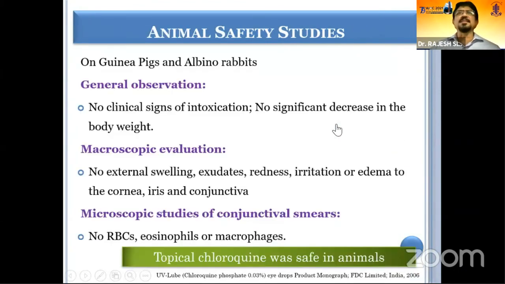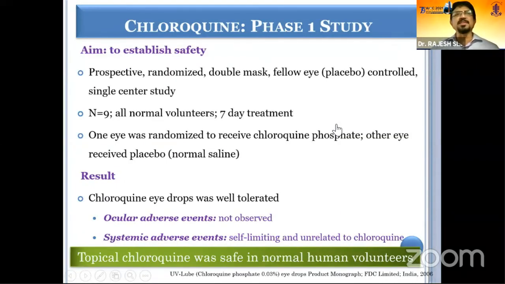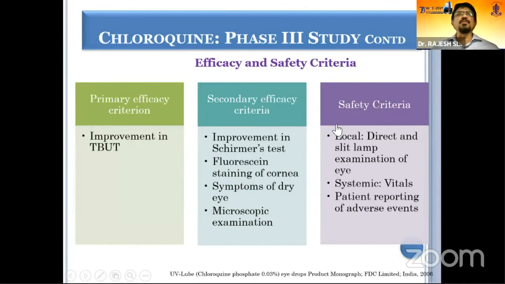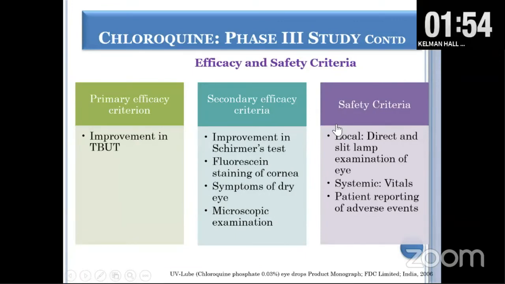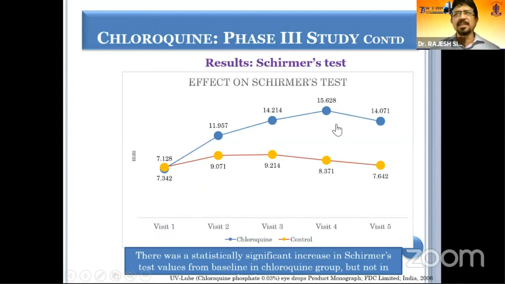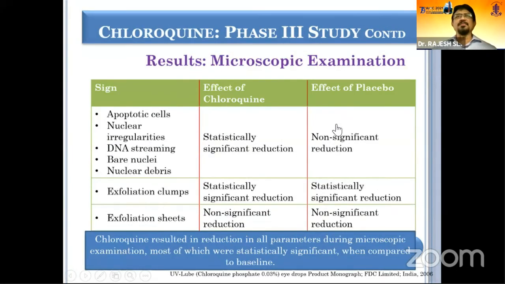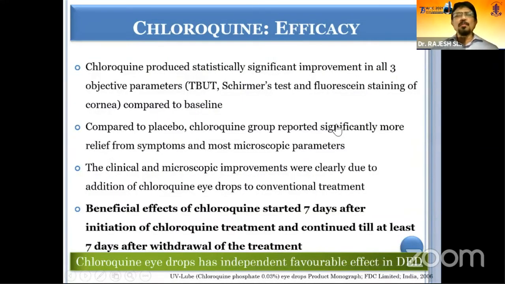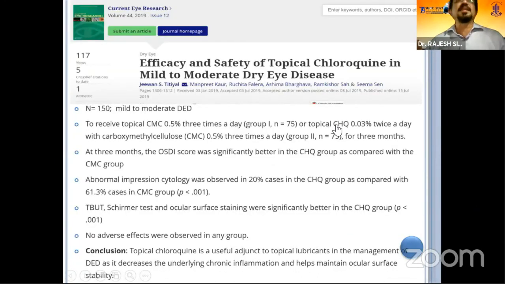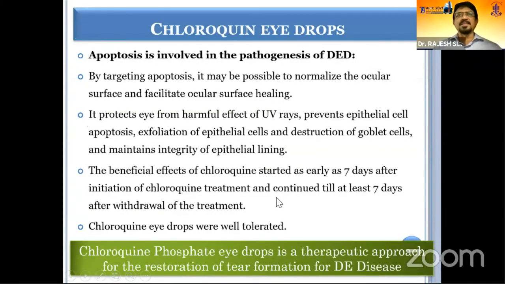There have been experimental studies, animal studies, as well as human studies, to show the safety and efficacy of chloroquine in terms of reduction of apoptosis, reduction of inflammation, and improvement of symptoms of dry eye. And even at our center, we have done a study at RP Center by Professor Titiyal et al. and found out that topical chloroquine is a useful adjunct to topical lubricant in management of dry eye disease, because it improved the parameters related to dry eye investigations.